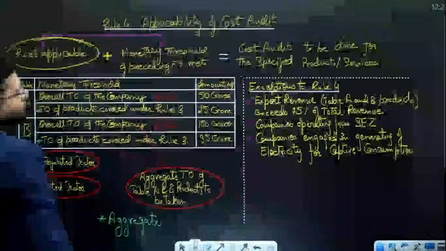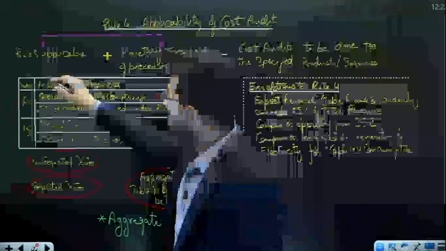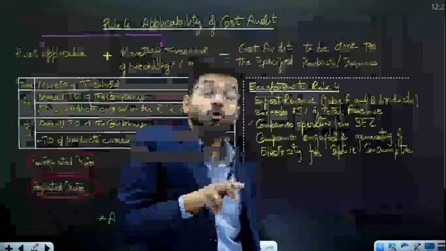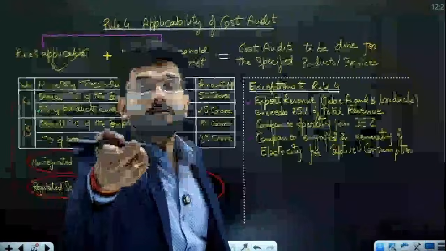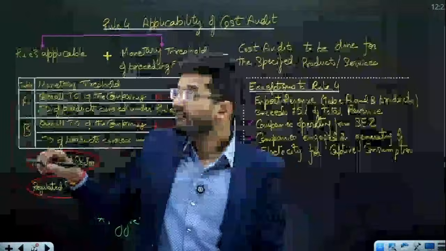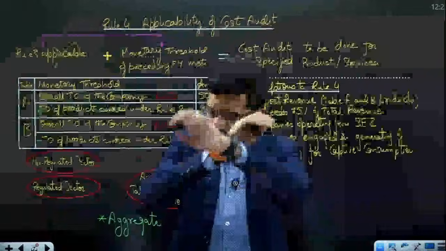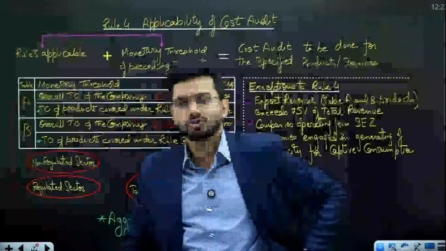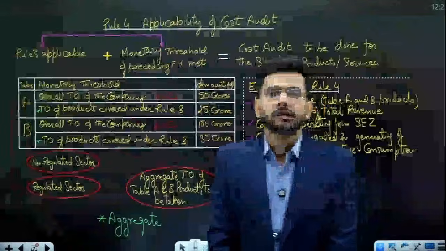Yes, the first condition is that, sir, rule 3 should be applicable to you. If rule 3 is not applicable, matter over, no cost audit for you. So the first condition is that cost records should be applicable to this particular company. If cost records are applicable, only then we will analyze whether the turnover threshold is met or not. If cost records are not applicable, then we need not analyze whether the turnover threshold is met. We straight away reject this company for cost audit. We don't conduct cost audit for this particular company.